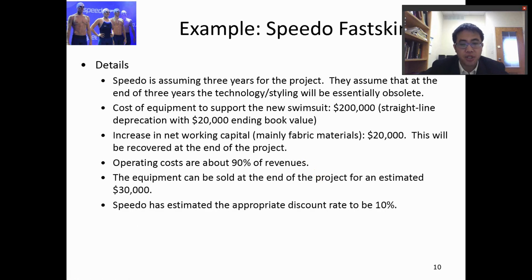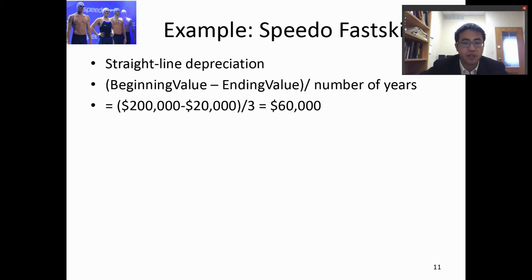And when we sell the equipment at the end of the project, it will be sold at $30,000, and we have a discount rate of 10%.